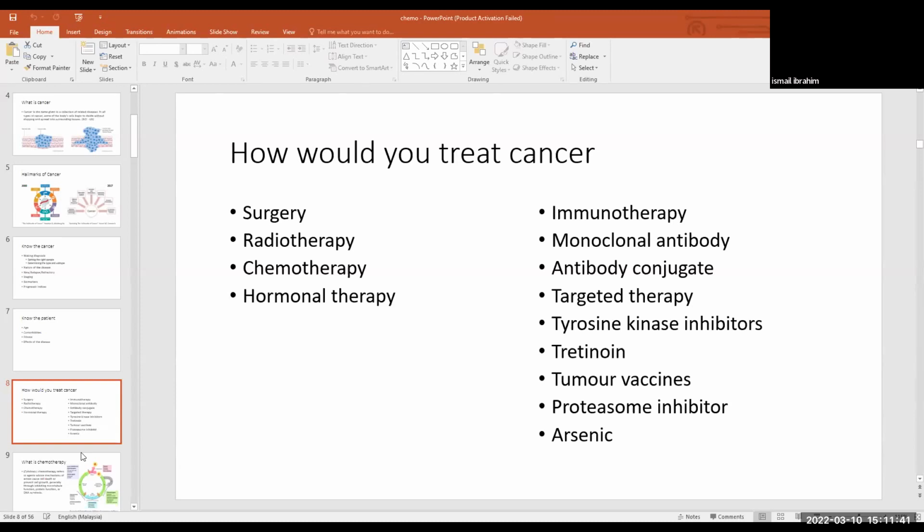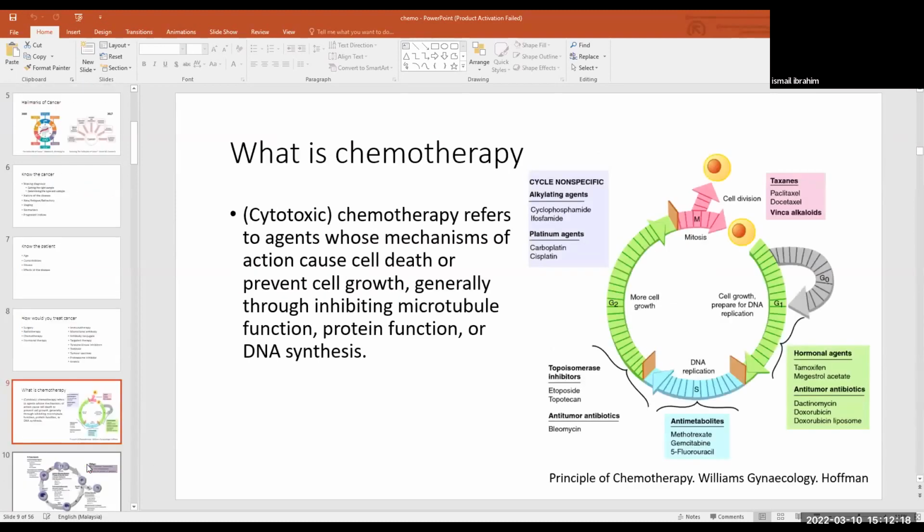Targeted therapy is a term that we use when we are able to identify a certain genetic mutation, and the treatment is very much targeting that particular genetic mutation. Tyrosine kinase inhibitor is one example that we use in BCR-ABL, in CML. Tretinoin is basically your vitamin A, and that is used in APML. Tumor vaccine, that's another thing. I'm not going to go into detail for every single one, but just to make you understand, treating cancer is not solely giving chemotherapy. However, we want to focus on chemotherapy.